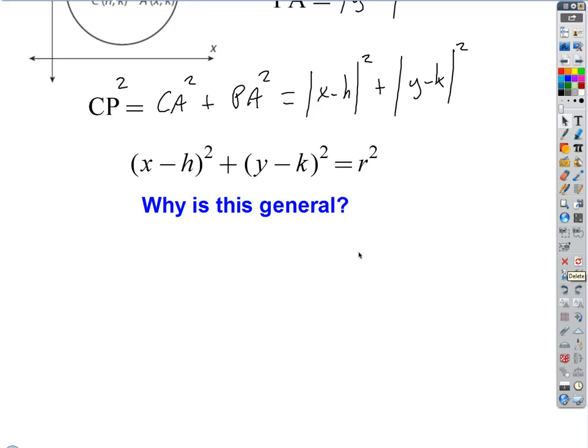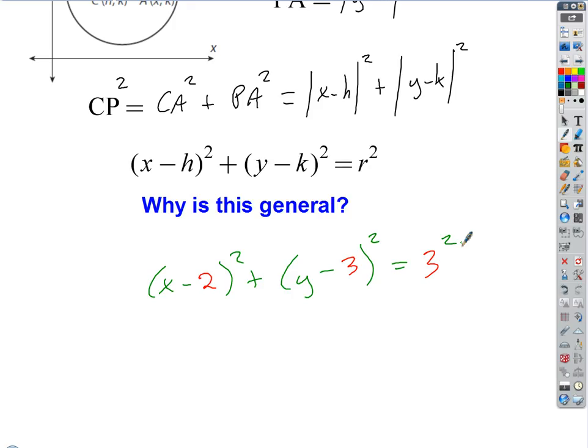So if we picked a specific circle, and this is why it's general, right? So that's kind of what we're talking about. If I pick a specific circle, if we say something like x minus 2 squared plus y minus 3 squared equals, let's say, 3 squared, the values of x and y that would fit on that circle are the ones that would satisfy this equation, right?